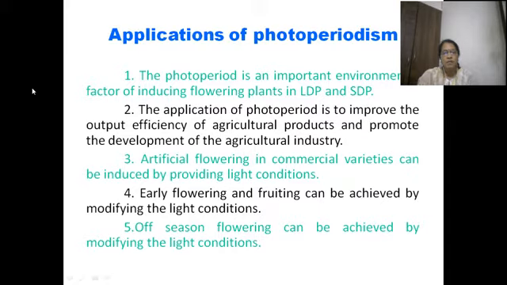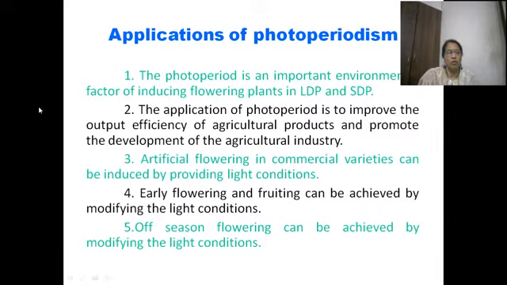Off-season flowering can be achieved by modifying the light condition. Even certain flowers may naturally not produce flowers, but when you are growing them artificially, providing them artificial conditions in the polyhouse or greenhouse, there are chances that they will flower, and because of which we will get off-season flowers. Therefore these are some applications of photoperiodism. By modifying them we can increase the amount of flowers and fruits.